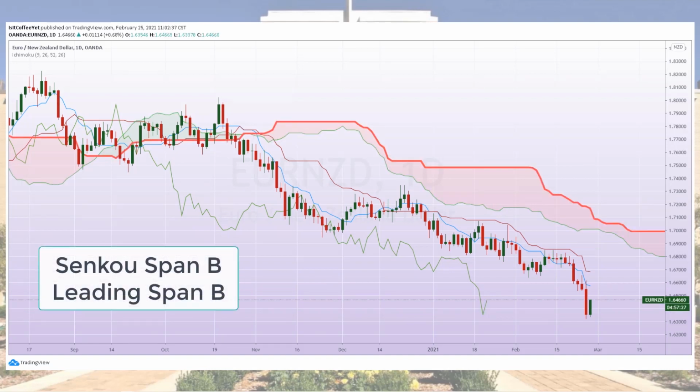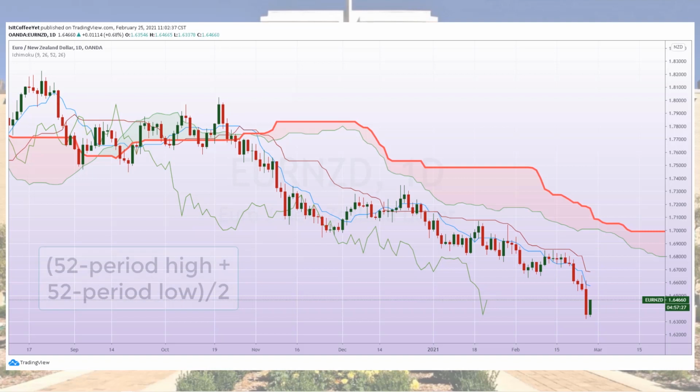And the Senkou span B, or the leading span B, represents the second cloud boundary, and it's the midpoint of the last 52 price bars. Here's the formula for this one. This value is plotted 52 periods into the future, and it's the slower cloud boundary.